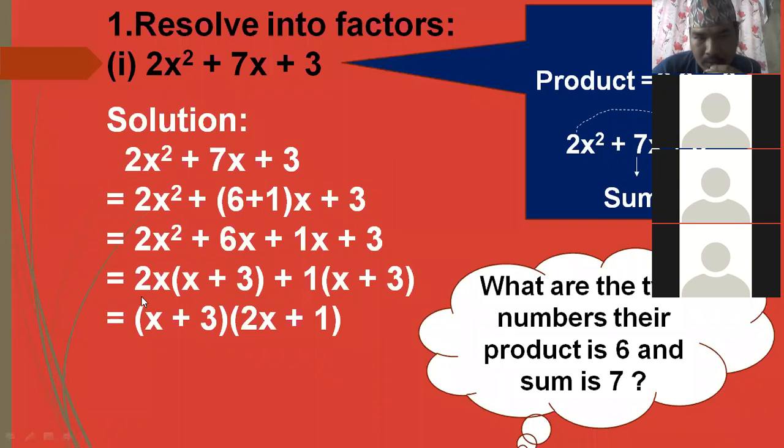Yes. 2x is common, x plus 3, and here plus 1 common, there also x plus 3. We should understand that our factorization is correct by looking at the second last line. Look, x plus 3 remaining in the bracket is the same. It must be the same. Then x plus 3 is taken common, then 2x plus 1 is remaining in another bracket. And the factor is this. Are you clear, student?